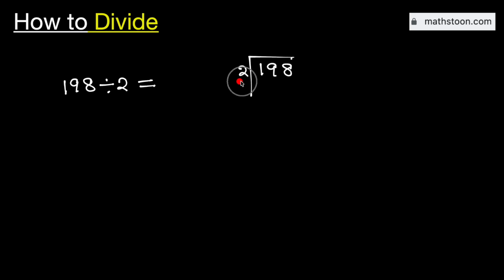As 1 is less than 2, we will consider the number 19. We know that 2 times 9 is equal to 18. Subtract, we get 1. As 1 is also less than 2, we will bring down this 8 here.